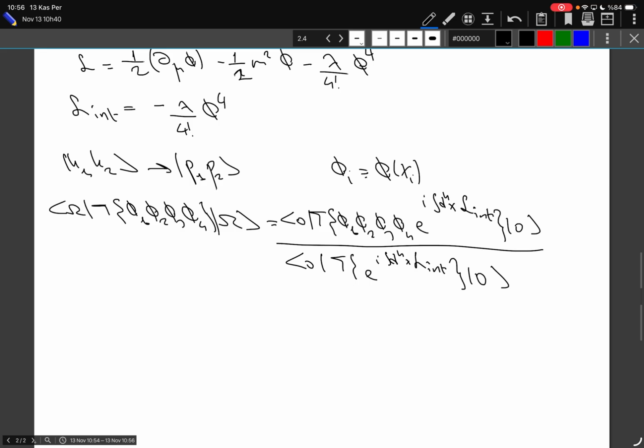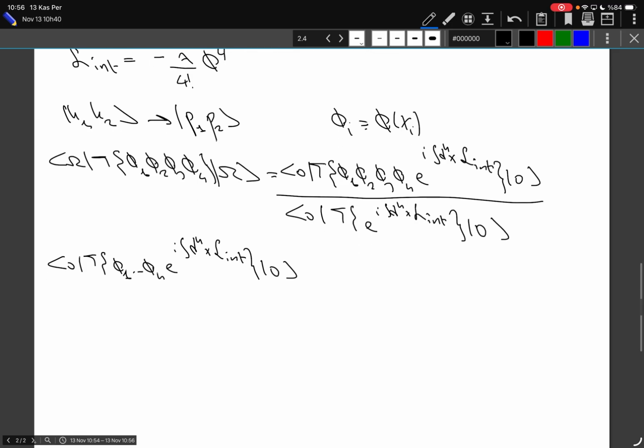Let's start with the numerator again. The numerator is, this is equal to, one plus i integral d4x, plus, let me also write the i squared over 2 factorial.